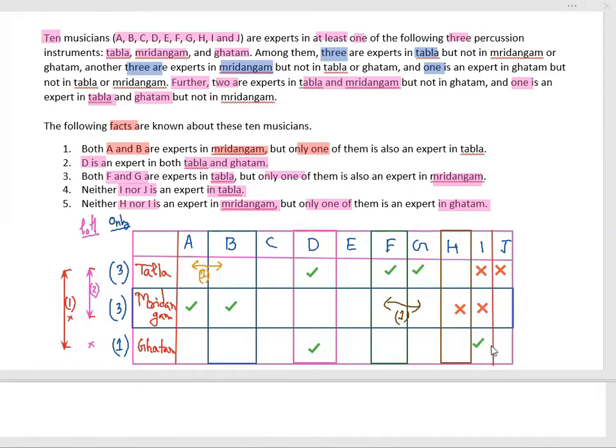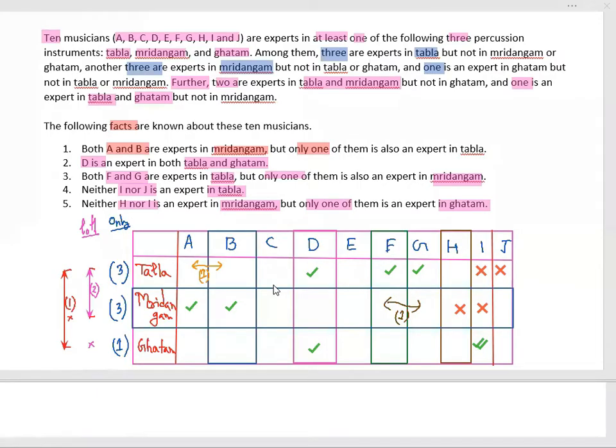And whenever any person is an expert in only one of the items, let me put two tick marks. So I'm getting confirmed that the ghatam part is over. And once the ghatam part is over, let me see what I can consider from here. We can see that our ghatam part, this one, is getting over. I need not talk about that.